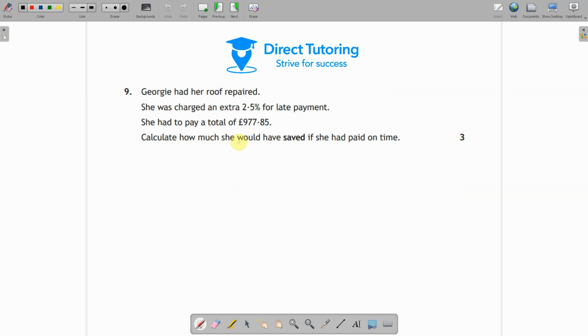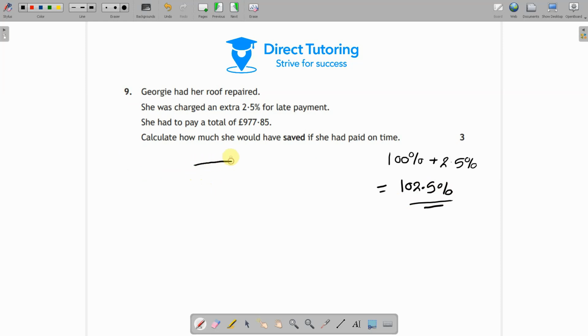Now, this is a reverse percentage style question, because the best way to go about this is to say, right, she would have paid 100%. However, we need to add on 2.5%, and that'll tell us that she paid 102.5%.